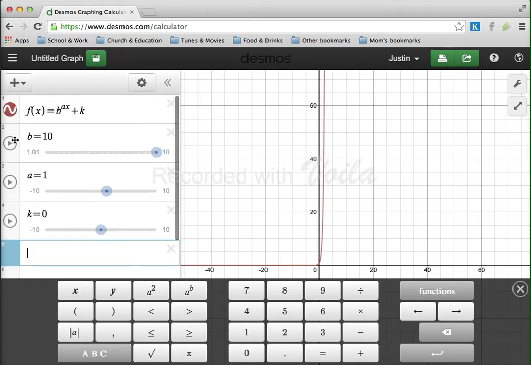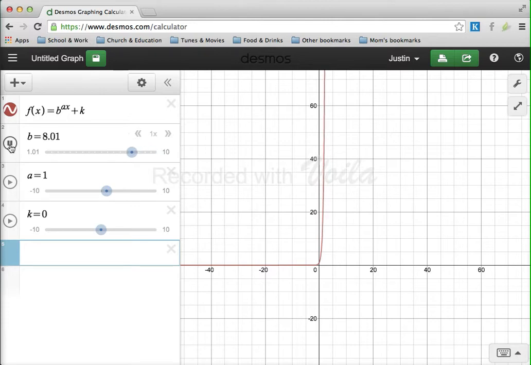So what I'm going to do is play this, and this is for b, as you can notice, between 1 and 10. So this is the actual exponent, not e, but numbers like 1.01 to 2 to 3 to 4. And just notice and watch what's happening with this graph as we go between 1 and 10. So positive numbers greater than 1.